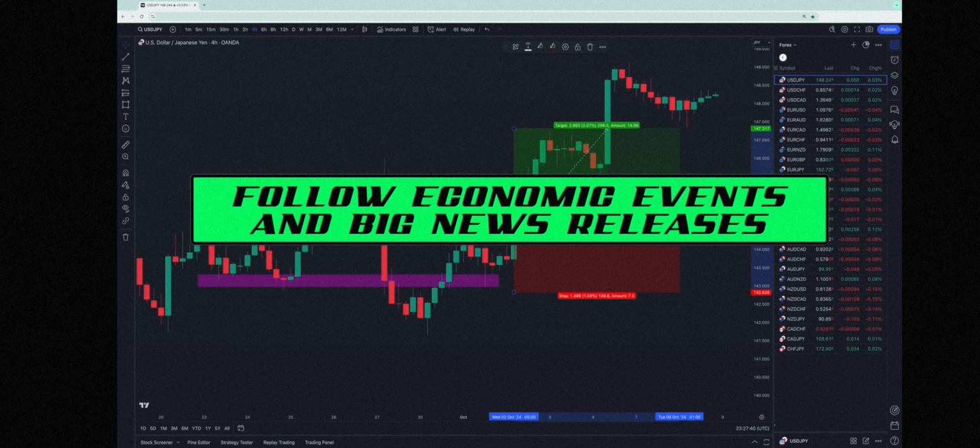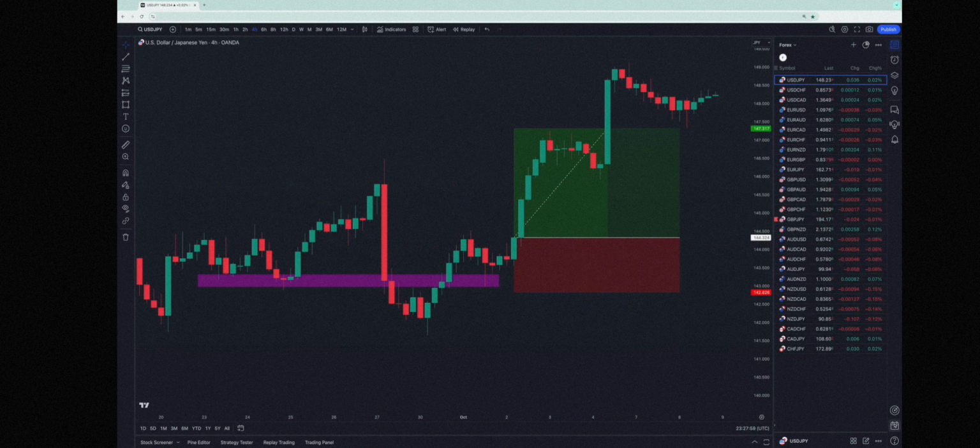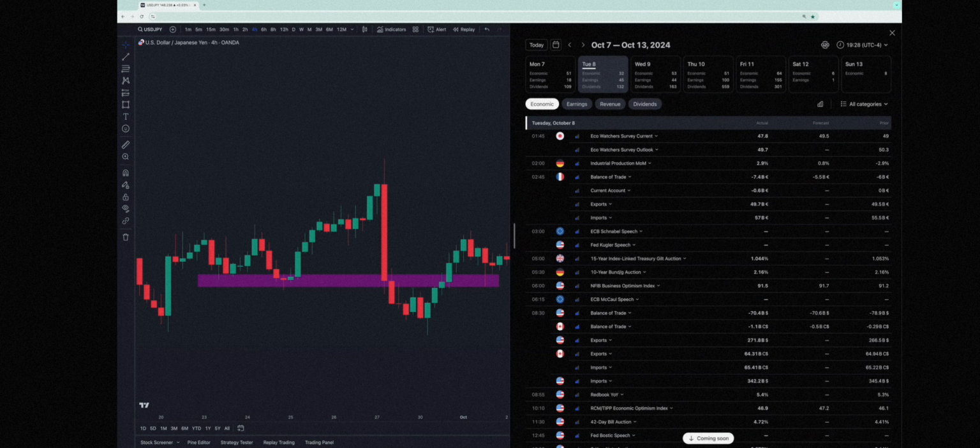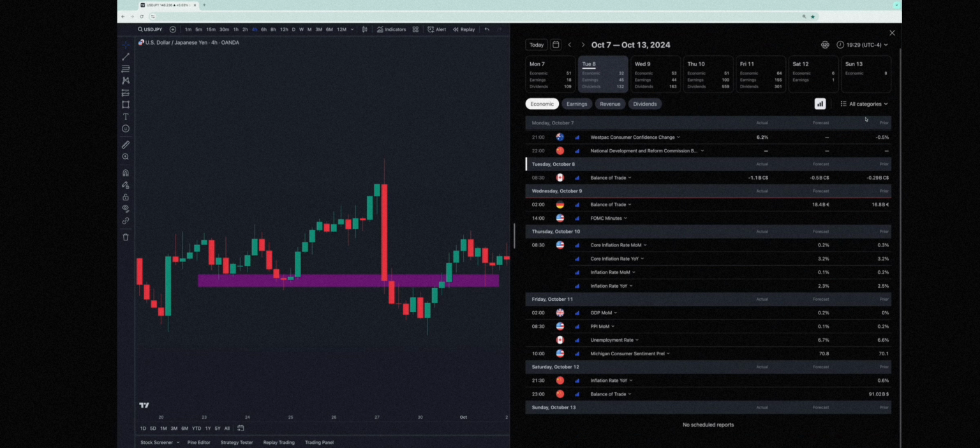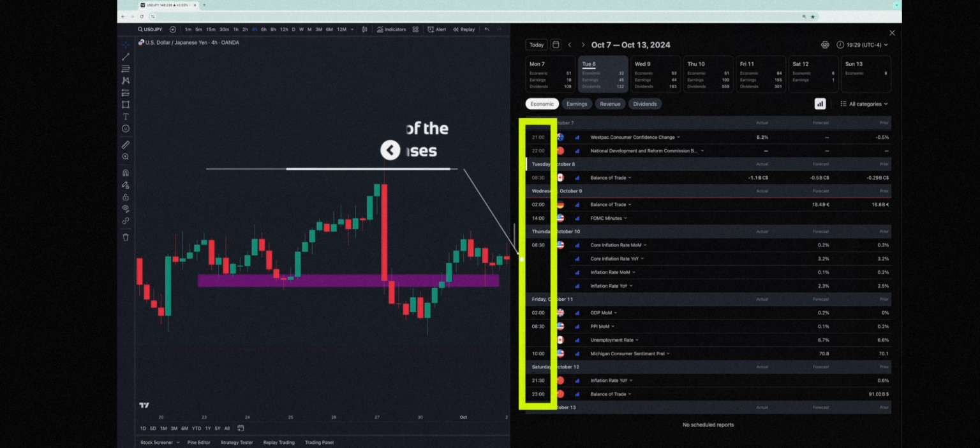Next, you need to follow economic events and news releases, as these create market volatility. To track economic events, click on the calendar here. And you'll see a list of all the economic events for today. Click this button here so that it filters your calendar to only show high impact events. This here is the time of the economic event releases.